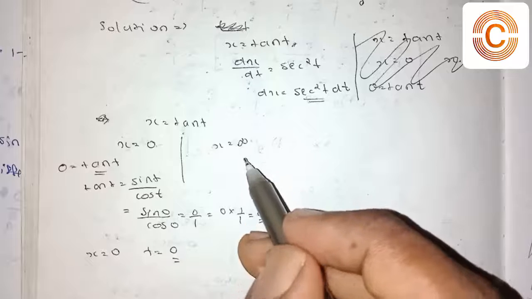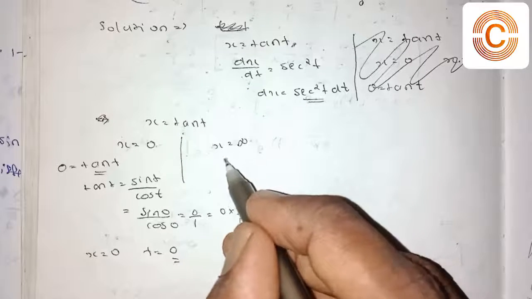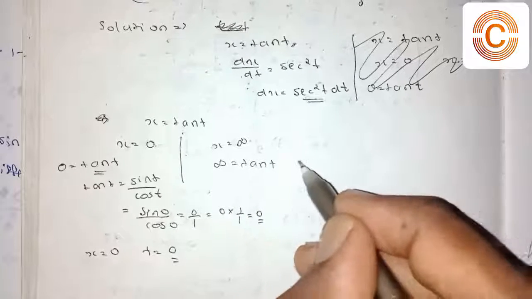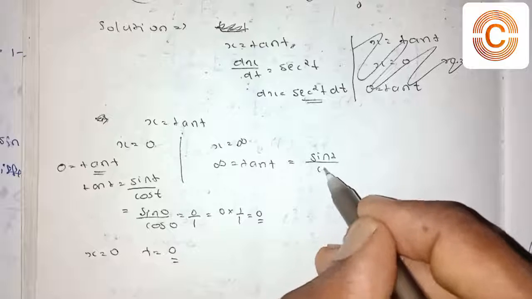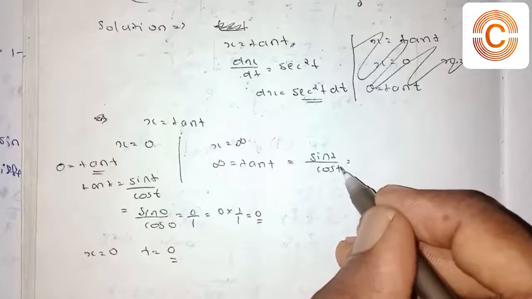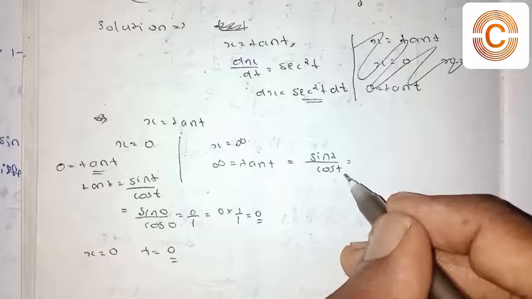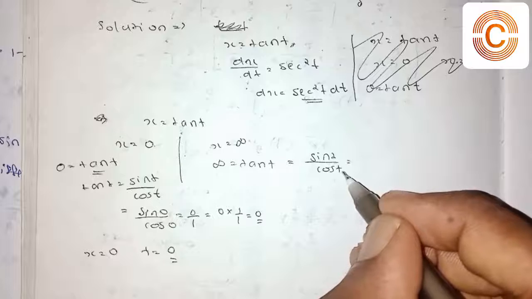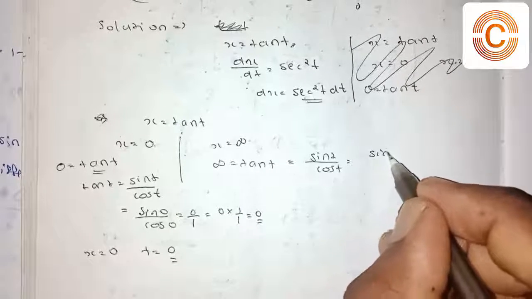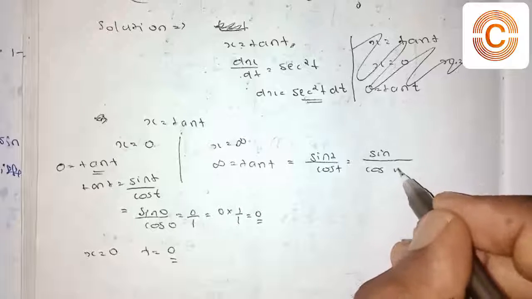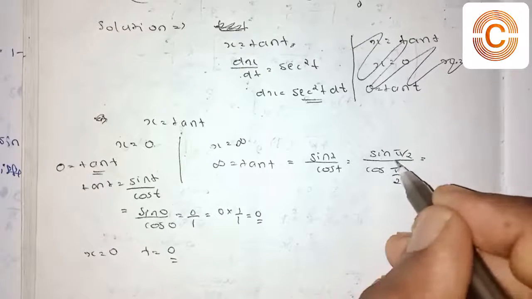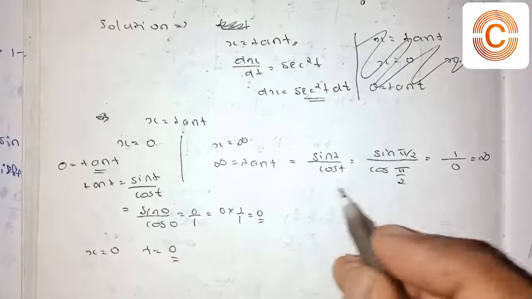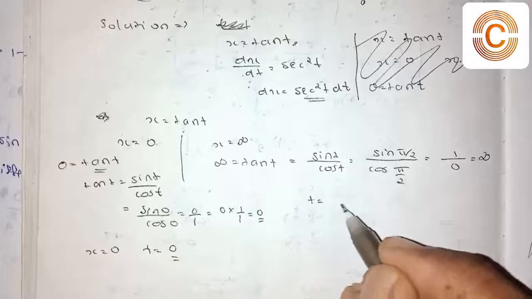In the case of infinity, when x is equal to infinity, that is infinity is equal to tan t, which is equal to sin t divided by cos t. We want to find the value at which the cos function is 0, that is cos pi by 2. When cos pi by 2 is equal to 0, with sin and cos taking the value pi by 2, we get 1 divided by 0, which is equal to infinity. Therefore t is equal to pi by 2 here.